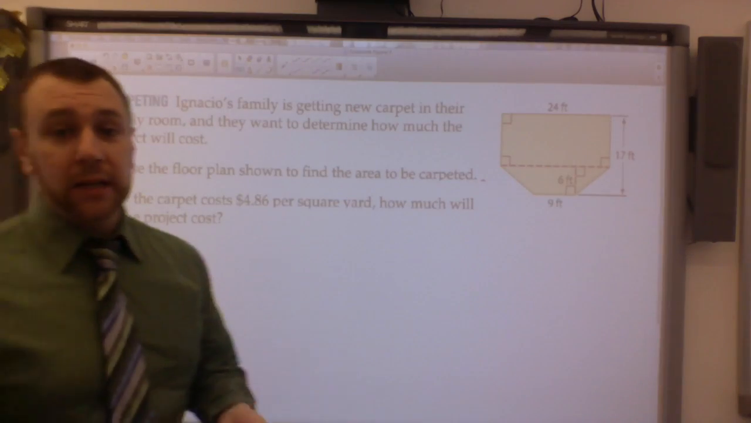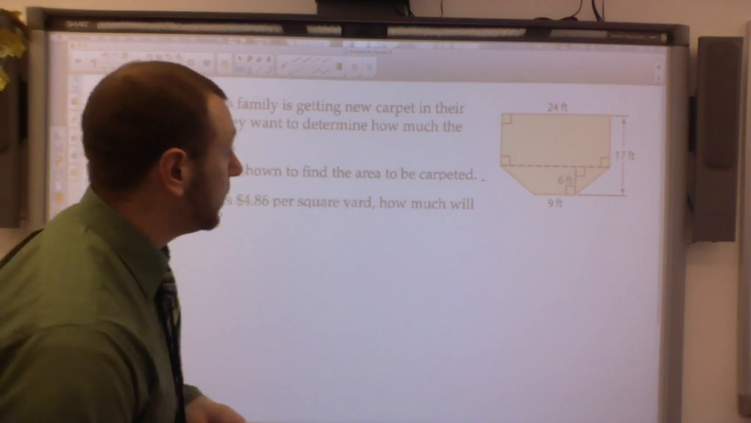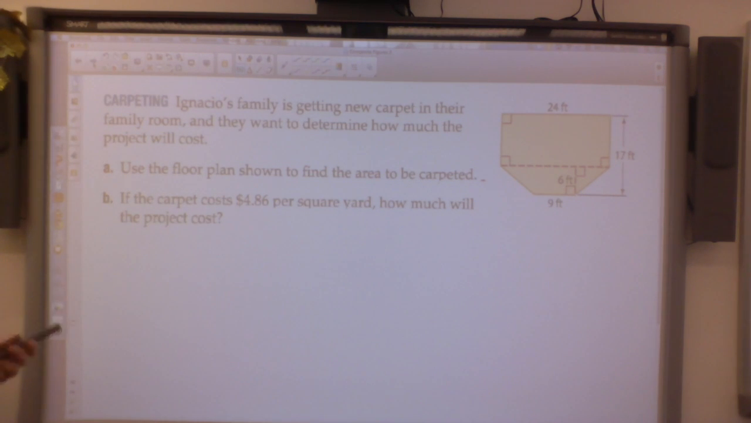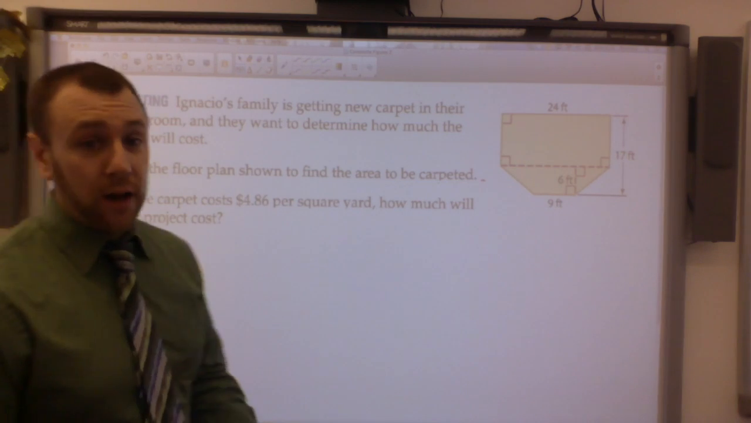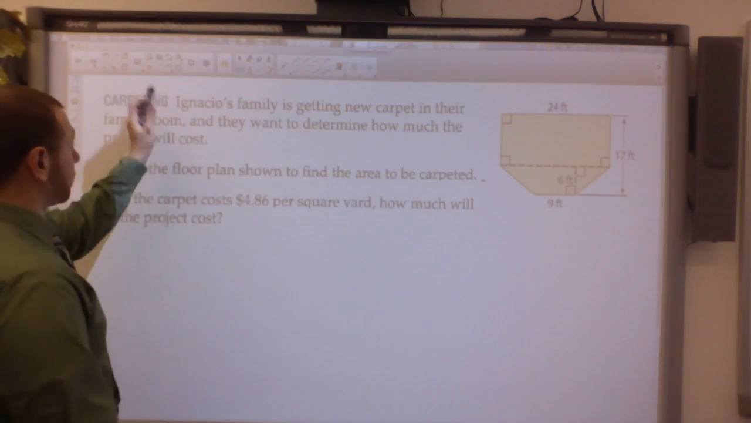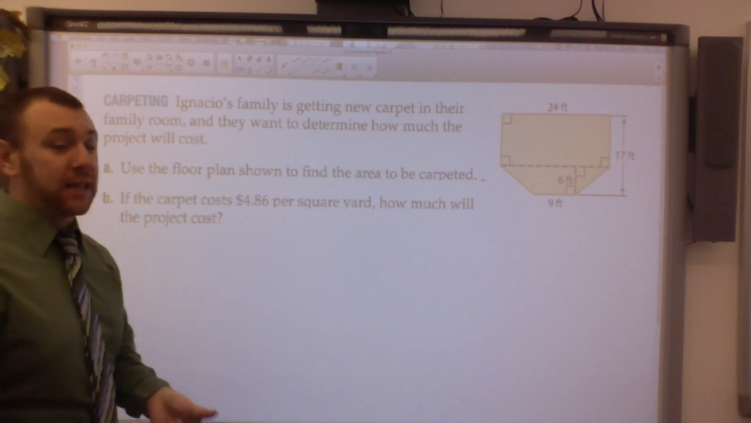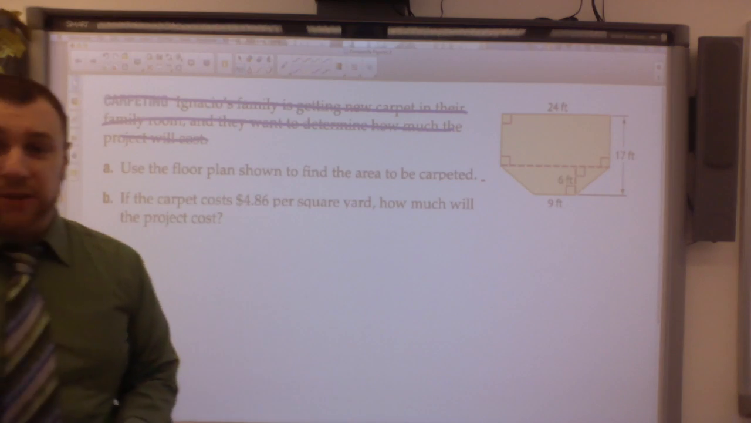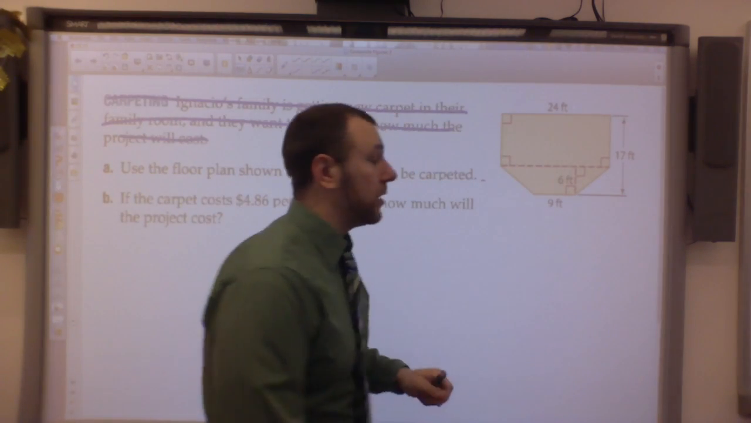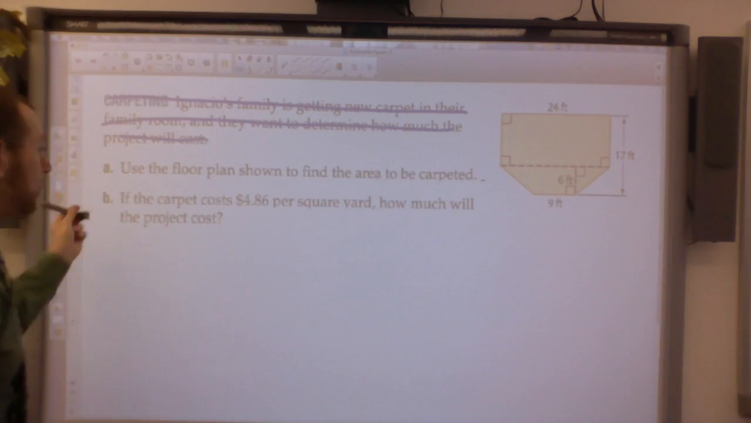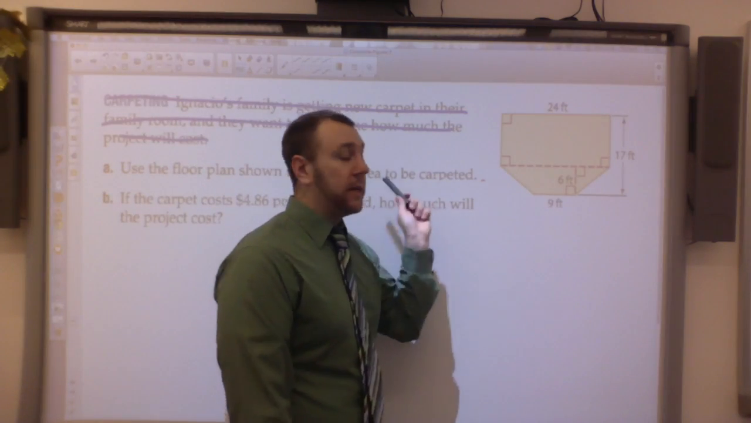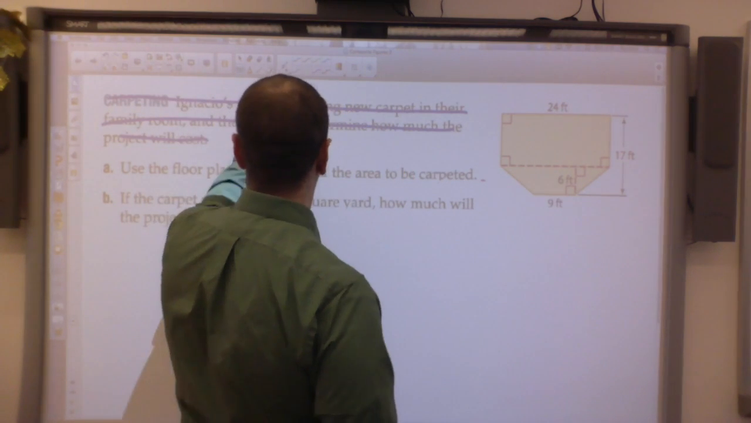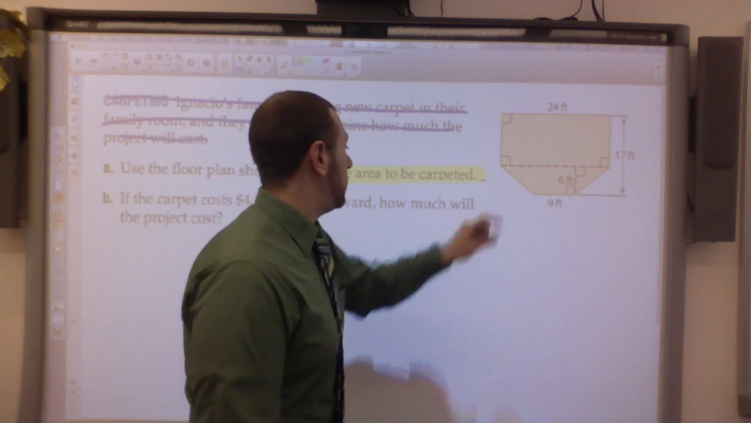The next fits right into our dream house project. So they're getting new carpet in their family room, and they want to determine how much the project will cost. So this first part really is just setting the stage. Okay, it's all about carpeting. I'm just going to cross that out. We're not really worried about that. We have this huge diagram over here. That's going to be perfect. Okay, use the floor plan shown to find the area to be carpeted. So the first step is to find the area.